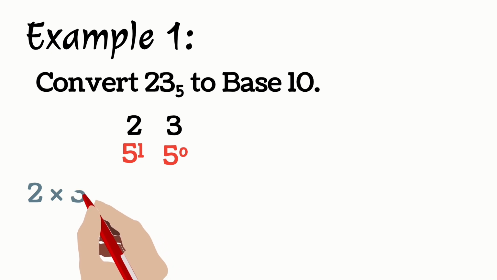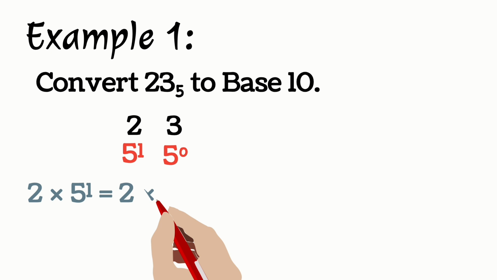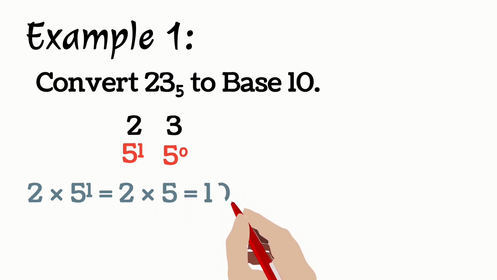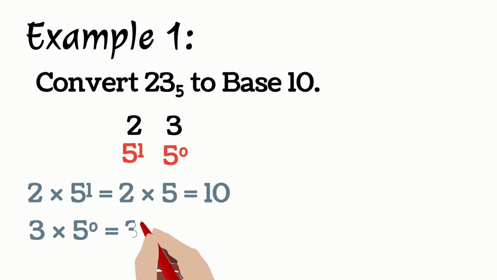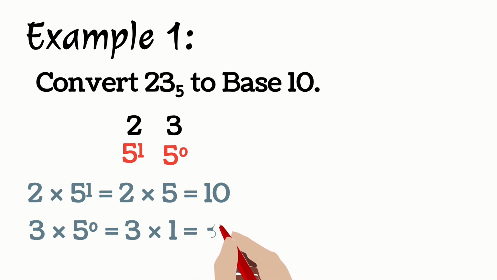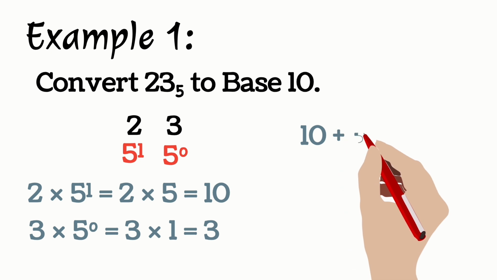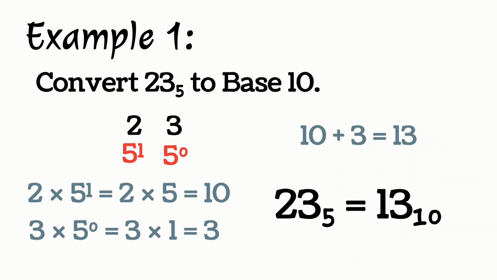The second step is to multiply. So we're going to multiply 2 times 5 raised to power 1, which would give us 2 times 5, because 5 raised to power 1 is the same thing as 5, which equals 10. Then 3 times 5 raised to power 0, which is 3 times 1, which would give us 3. So we'll sum up our numbers, which is 10 plus 3, which gives us 13. So our answer is 23 base 5 gives us 13 base 10.